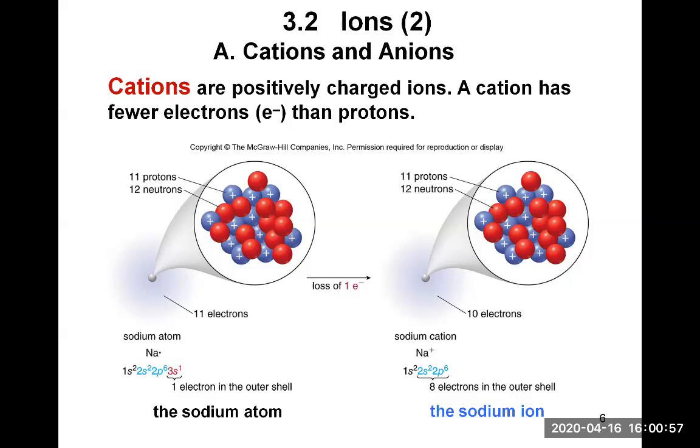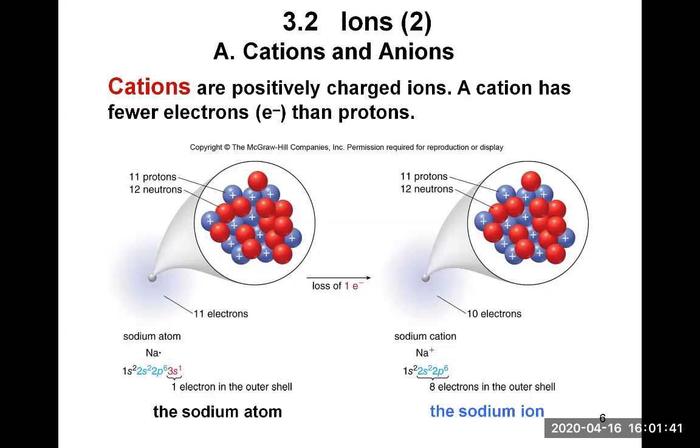But it still has 11 protons, right? Because the identity of sodium is not changed. It still keeps its 11 protons in the nucleus. And so now we have 11 protons and only 10 electrons. So 10 of the positive charges will be cancelled out by the electrons, but one of the protons will have its positive charge not cancelled by an electron. And so this will show up as a charge for the sodium, and it will become the sodium ion. So the sodium cation is Na+.